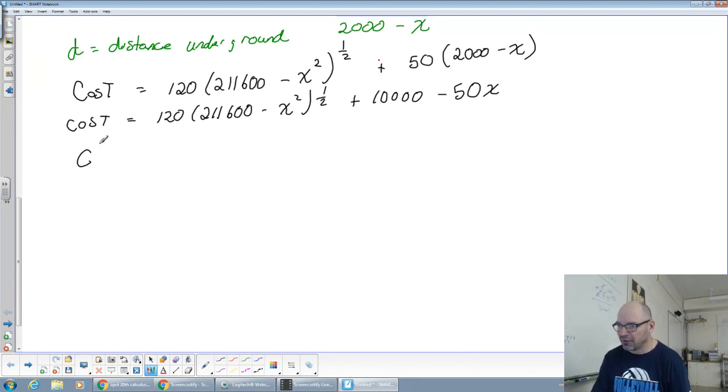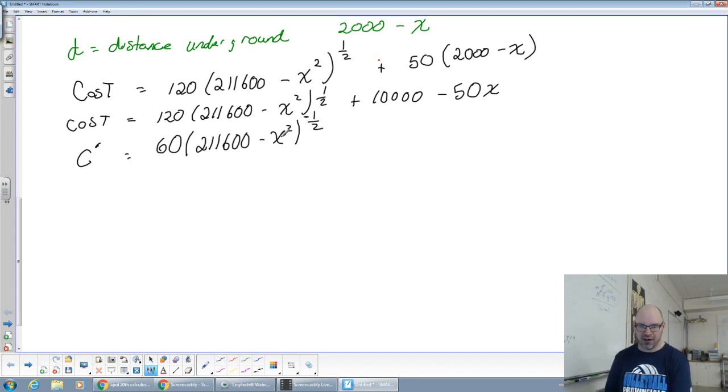C prime, we'll call it. Okay, so the derivative of this is a chain rule. So 1/2 times 120 is 60 times this whole thing in there, times minus 1 from that, which would be negative 1/2 power there. And then times the derivative of what's inside. The derivative of this is 0. Derivative of this is negative 2x.